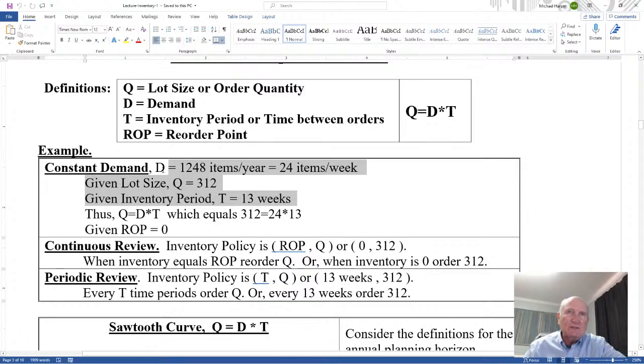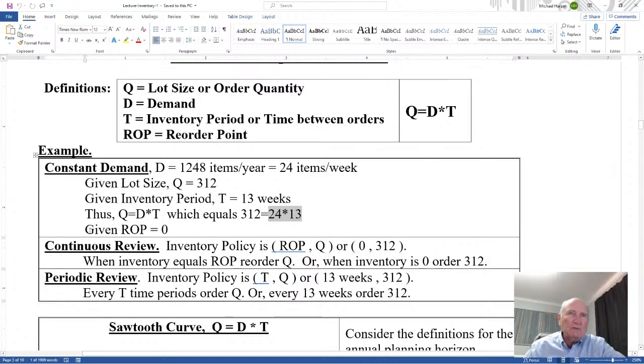Well, do all three of these go together? The demand, the inventory period, and lot size? Yes, they do. Therefore, the Q = DT equation: 312, the lot size Q, equals 24 items a week, the demand, times 13, which is the inventory period in weeks. Notice I have 13 and 24 because 13 is in weeks and 24 is items per week, so the time units on these two must be the same in order to get the correct answer.